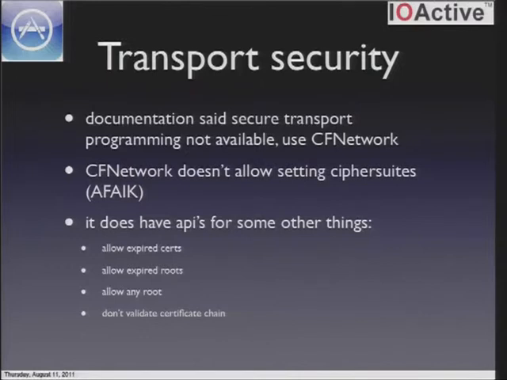So the documentation I quoted earlier mentioned CFNetwork. And CFNetwork, as far as I understand, doesn't allow setting cipher suites, but it allows you to set a few other things. It allows you to say we use expired certs. It allows any root. It allows not validated certificate chains. So you can do all these things.